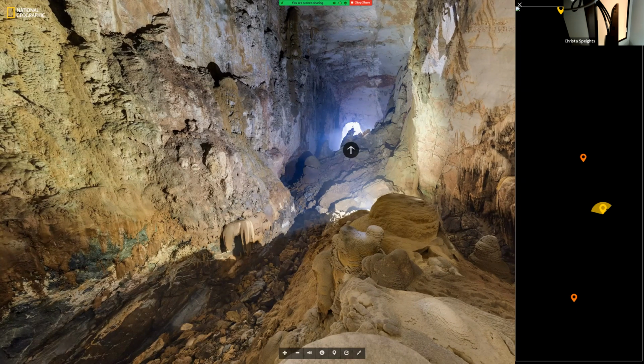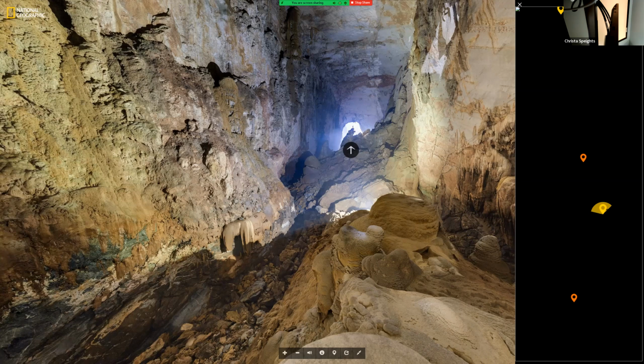The passage is large enough that you could fly a Boeing 747 through it. So this is absolutely enormous. This is one of the biggest underground chambers in a cave.